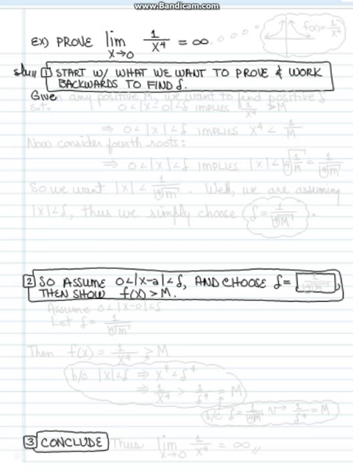Let's start. We see that given any positive m, this is part of the definition, given any positive m, we want to find a positive delta such that 0 less than the absolute value of x minus 0 less than delta implies that 1 over x to the fourth, our function, is greater than this m.